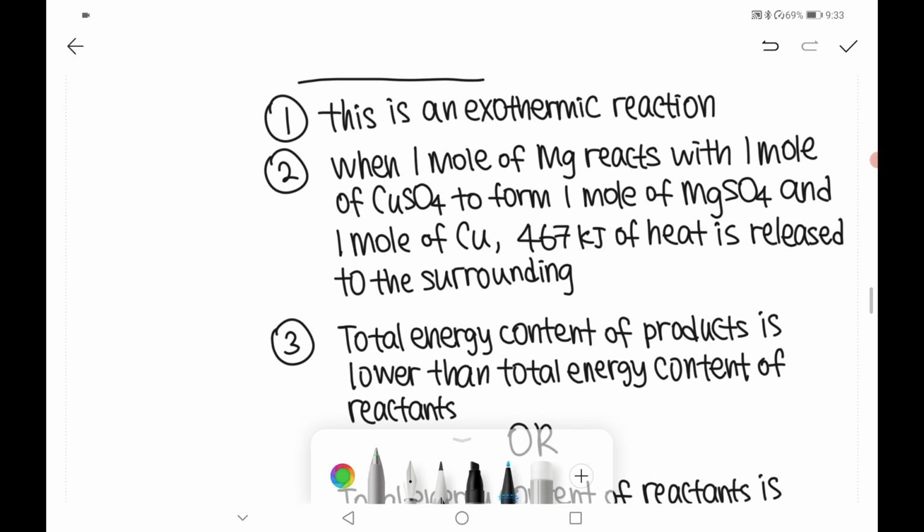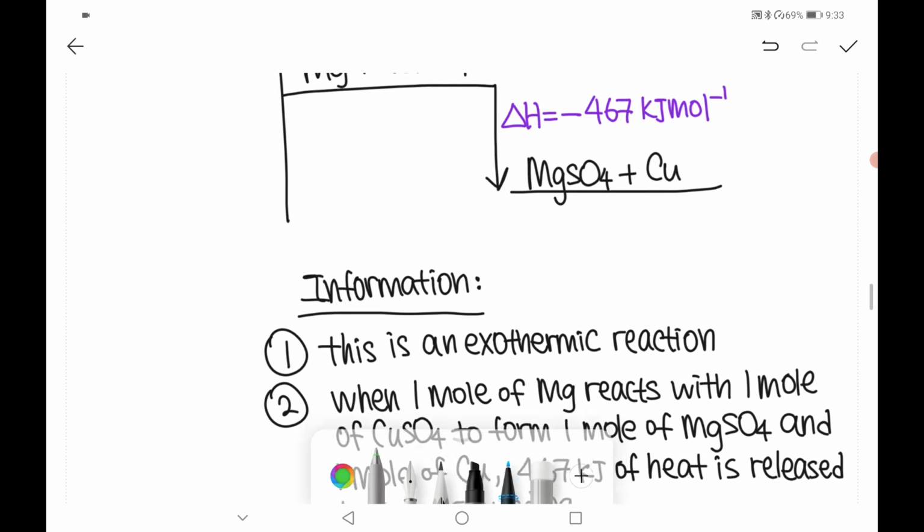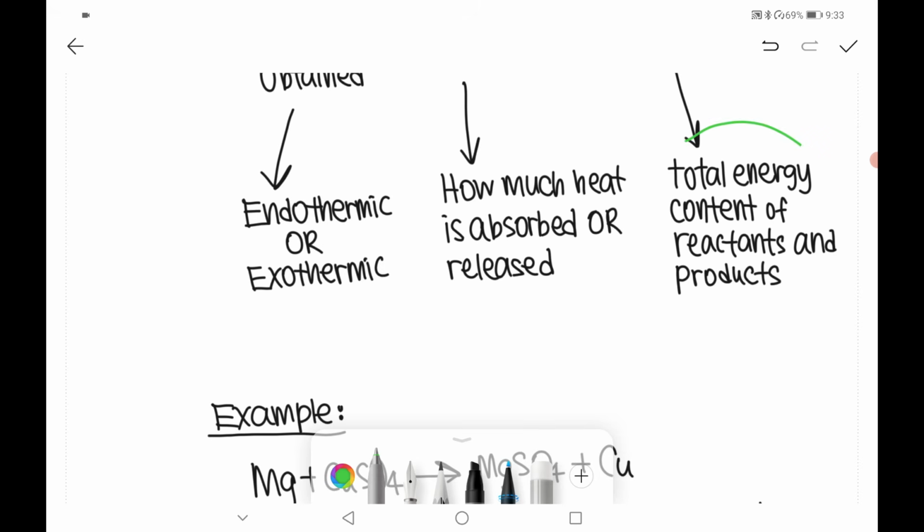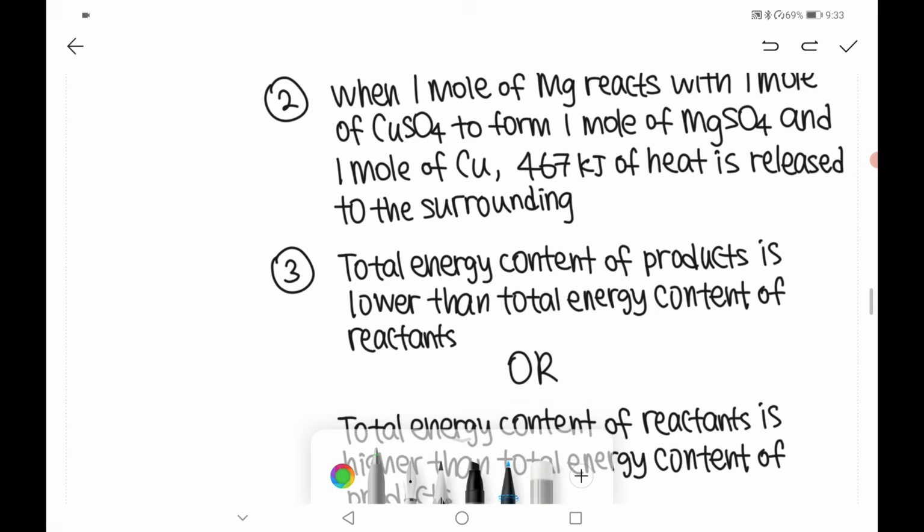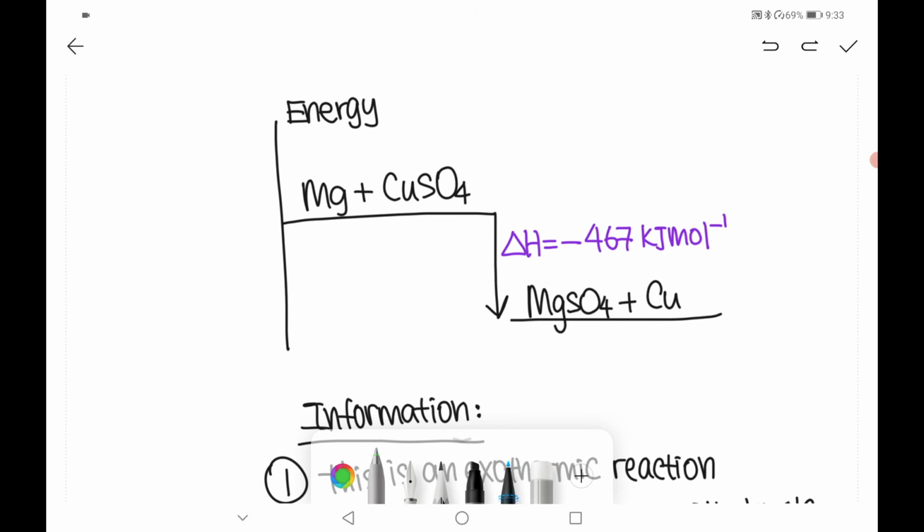All right, so next one. Now the third thing we can compare is the total energy. So now we can see who has more energy. How do we know who has more energy? You just need to look at which part is higher. You can see the reactant is higher than the product. So when the reactant is higher than the product, it means the reactant has more energy.